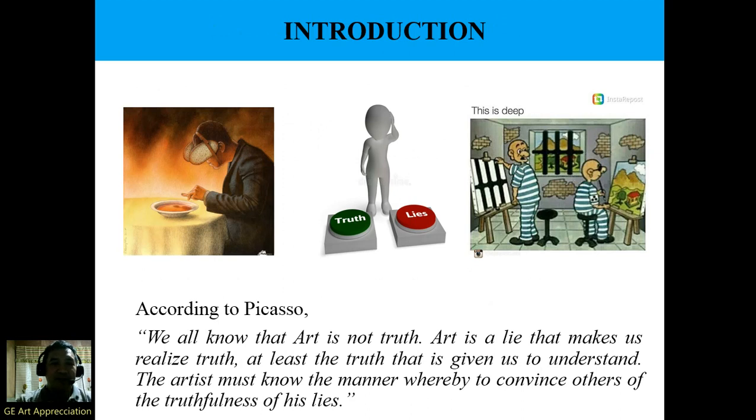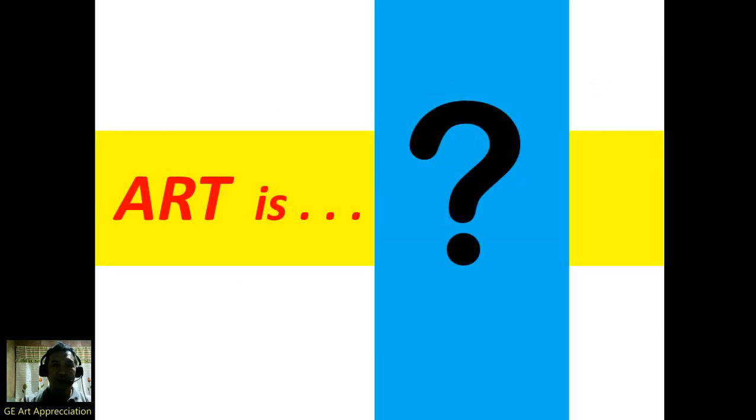According to Picasso, we all know that art is not truth. Art is a lie that makes us realize truth, at least the truth that is given us to understand. The artist must know the manner whereby to convince others of the truthfulness of his lies. So, how do you define art? What is art for you?